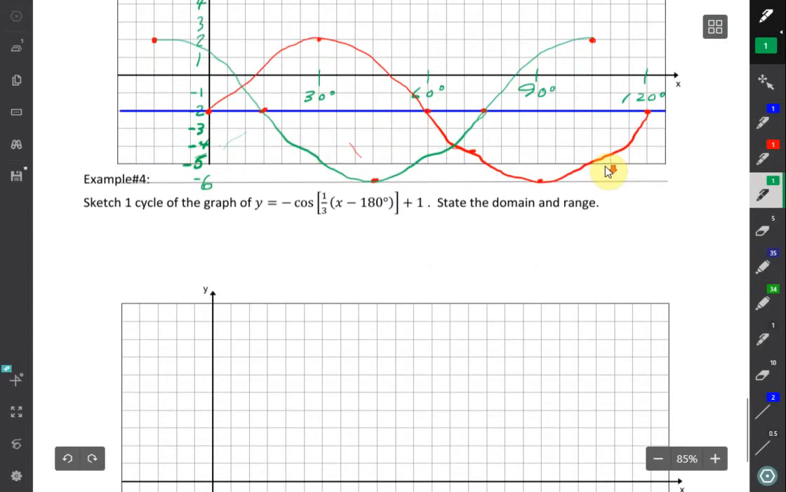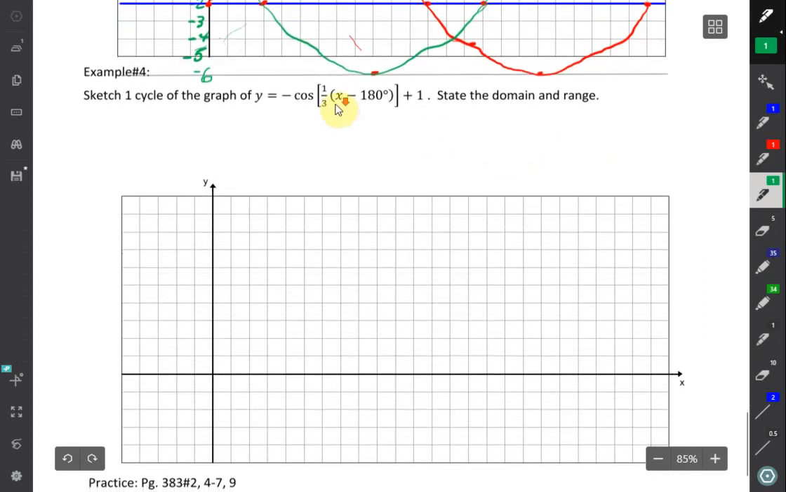Now at this point, you could go ahead and do this next graph on your own. Once again, this has an opportunity for you to practice doing a phase shift. Then come back and see how you did.